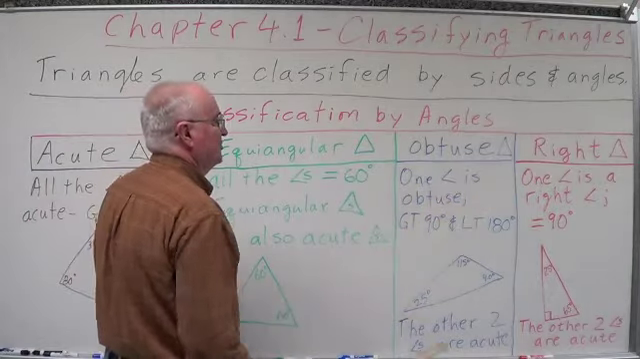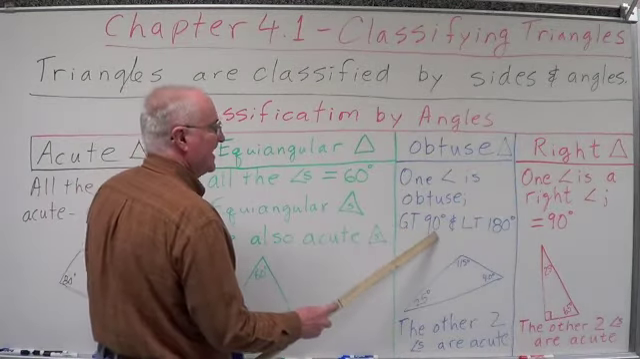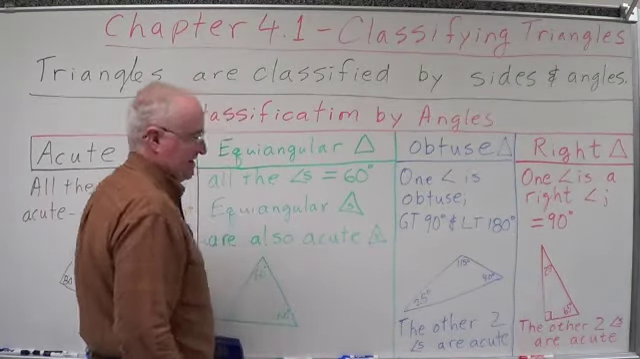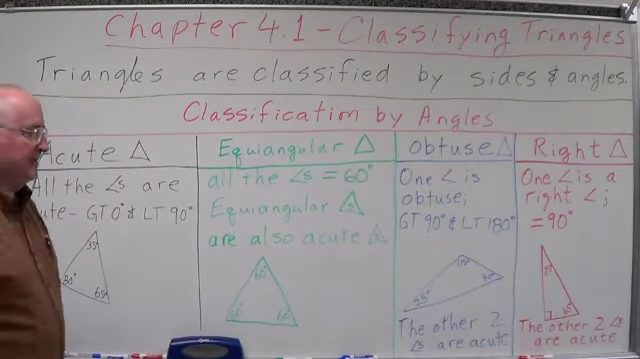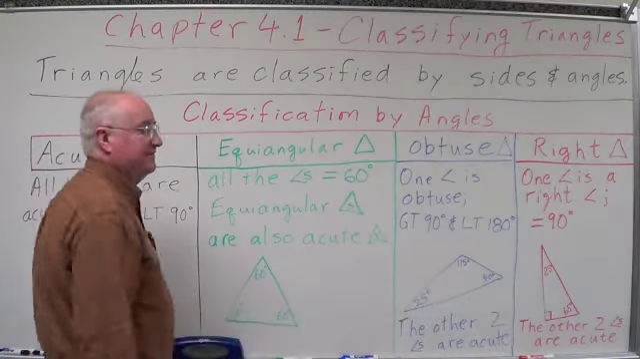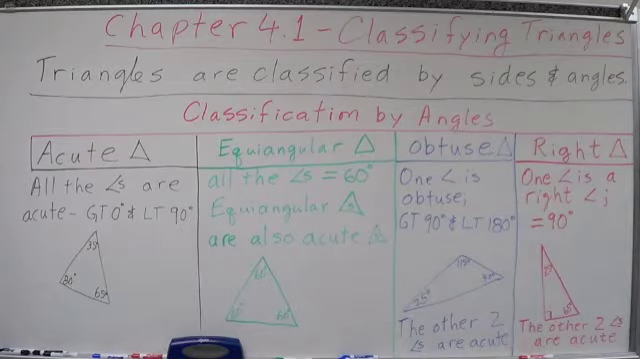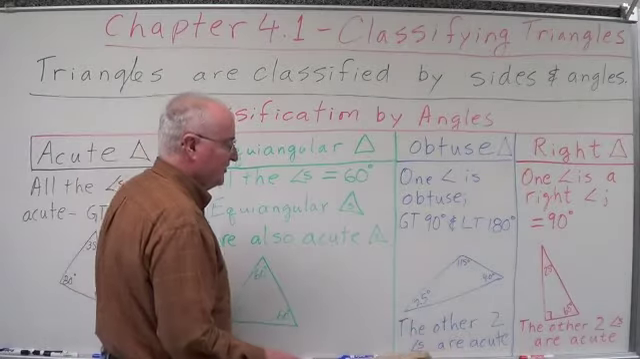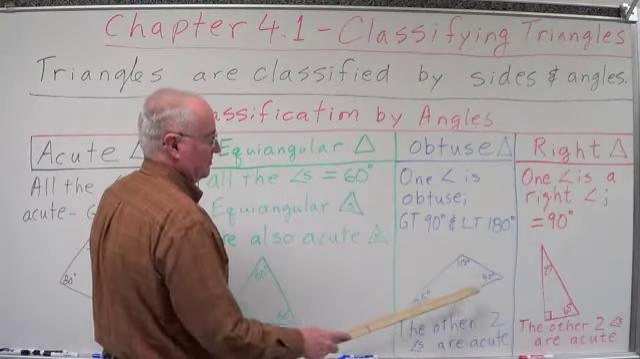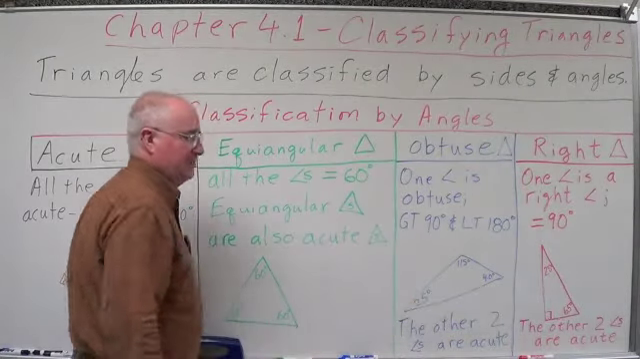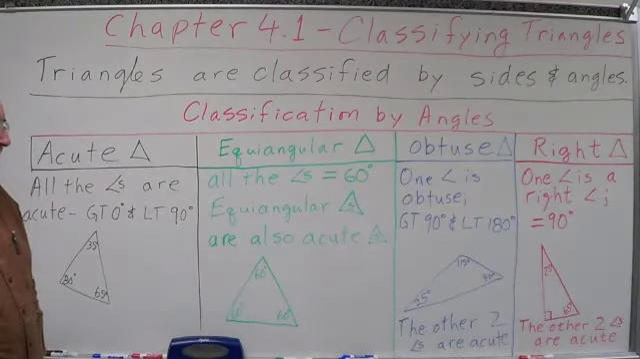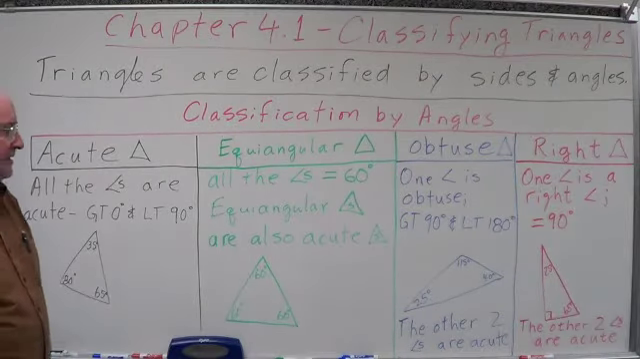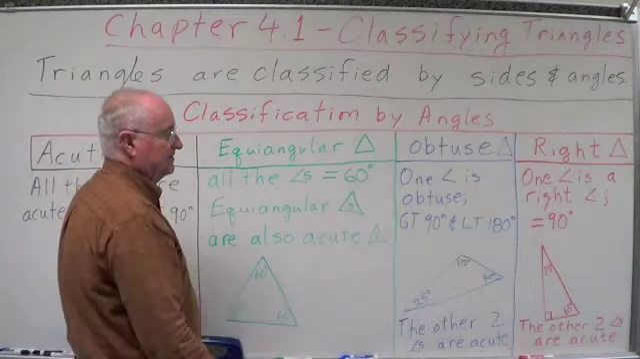Obtuse triangle. One angle is obtuse. That means that angle is greater than 90 and less than 180. Okay? Here's an example. We have a 115 degree angle. That's obtuse. That makes that triangle obtuse and classifies it as obtuse. The other 2 angles are going to be acute. Okay? They have to be. We'll look at that and prove that a little bit later. Okay? So there's an example of that.